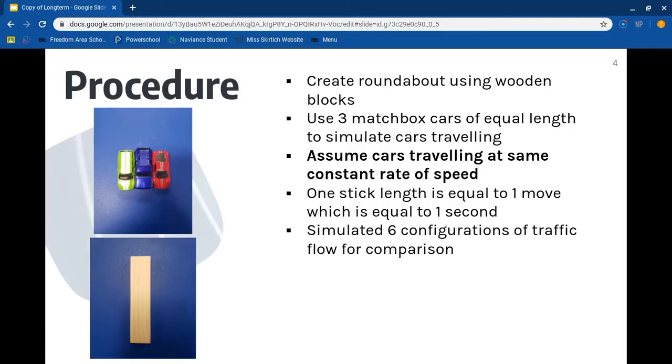Now, the thing that you have to know about this long term is that you have to assume that the cars are traveling at the same constant rate of speed. If not, there's too much variability going on. So one stick length is equal to one move, which is equal to 1 second. So you would move the car from one side of the block to the other side of the block, and that would count as one turn, which then equals 1 second. So I simulated 6 different configurations of a traffic flow circle for comparison to one another.